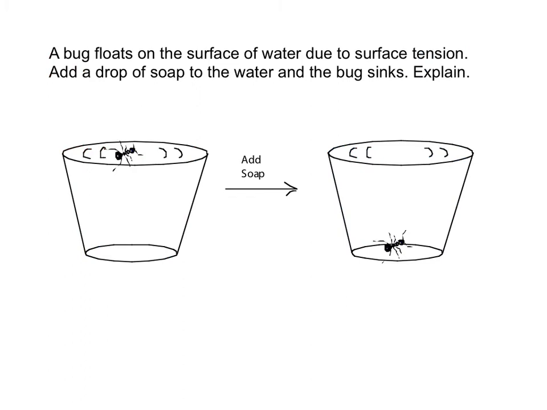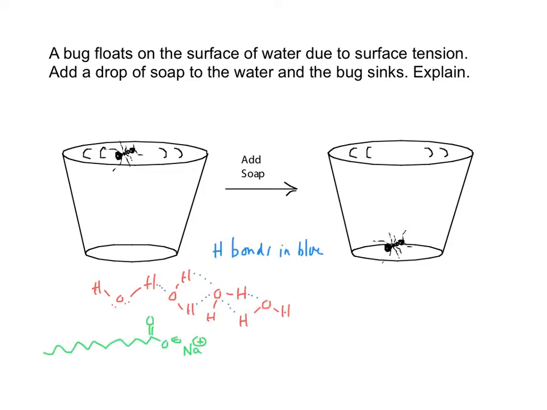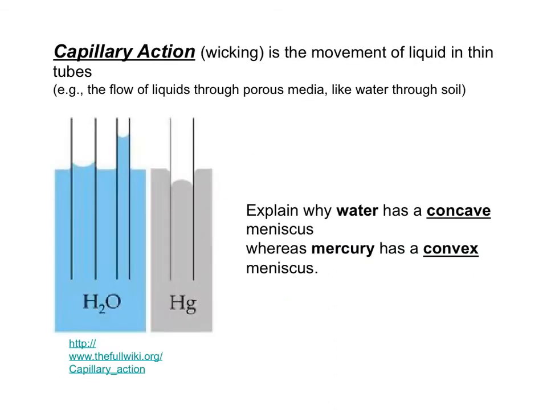You probably did this when you were younger. You floated a bug on water, added soap, saw the bug sink, and drowned the bug. Stop the video and explain what's happening. And here is the answer. Water has a high surface tension because of the strong hydrogen bonds between water molecules. Add soap and soap can form hydrogen bonds to water. The network of hydrogen bonds between water molecules breaks and lowers the surface tension, and there goes the bug.